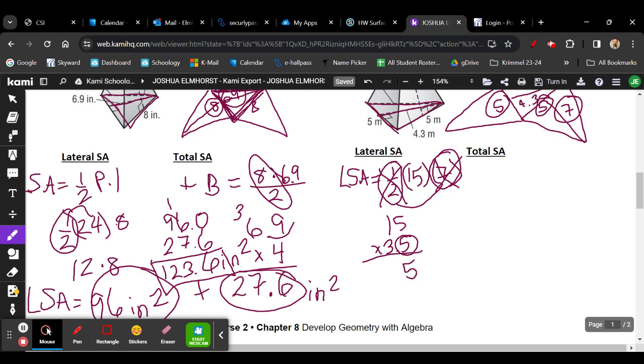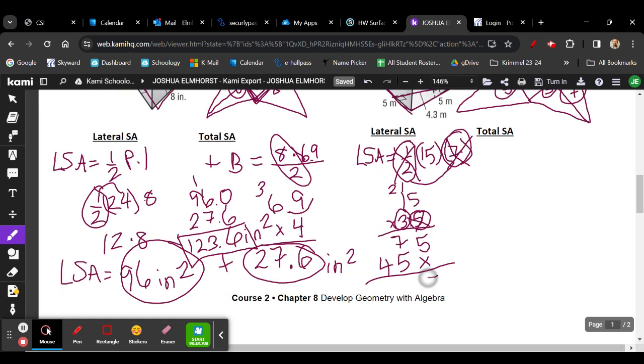So 5 times 5 is 25. 5 times 1 is 5 plus 2, 7. And we got 3 times 5, carry the 1. 3 times 1 is 3, plus 1 is 4. There's 1 decimal place value, so the lateral surface area is going to be equal to 52.5, and that's meters squared.